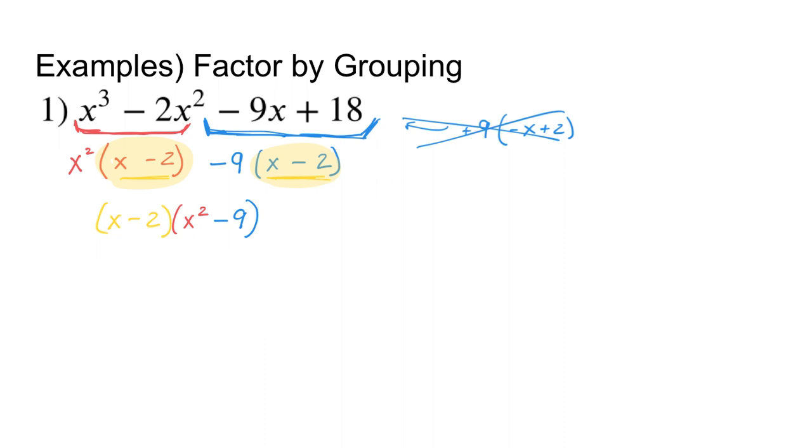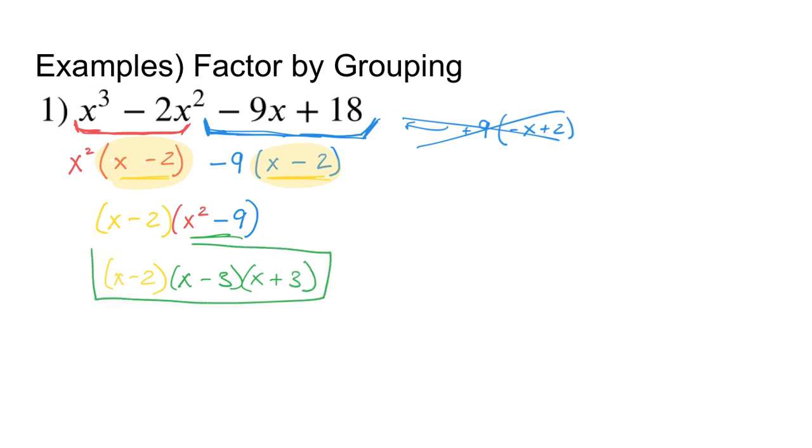Now, I simply make sure that what I have is factored completely. Of course, that x minus 2 is factored completely, but check this out. Look at this, x squared minus 9. Well, that's the difference of 2 perfect squares. So I'm going to continue factoring that, and come up with x minus 3 times x plus 3. This is now factored completely, and I can't go any more.